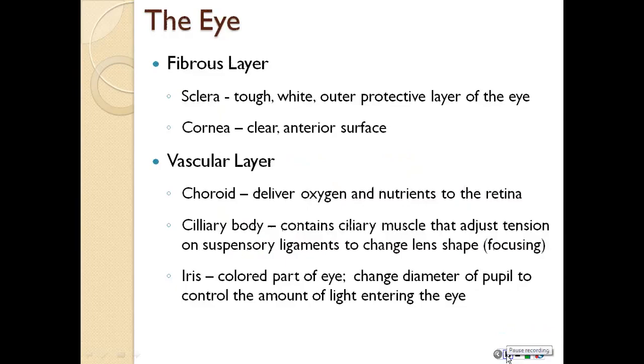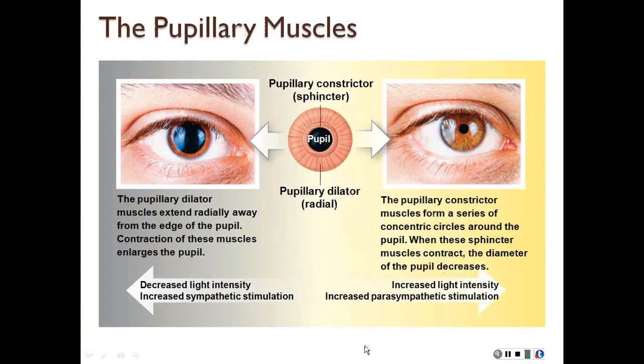Things about the eye that you all need to know. First of all, the pupillary muscles, we may have mentioned this. Remember, what are the extrinsic muscles of the eye? The four rectus muscles and the two obliques. Those are extrinsic, which means what? On the outside of the eyeball.